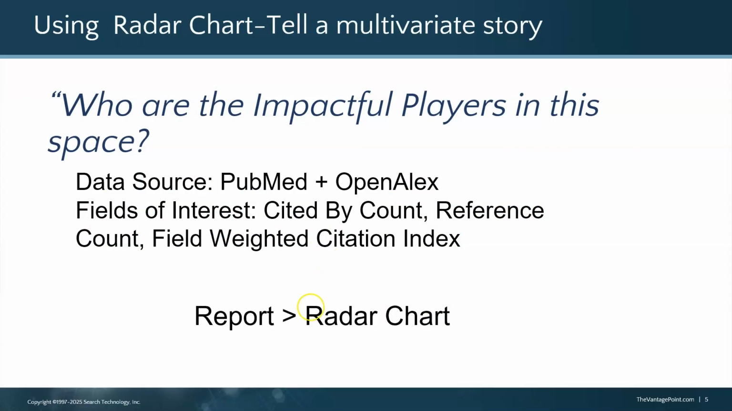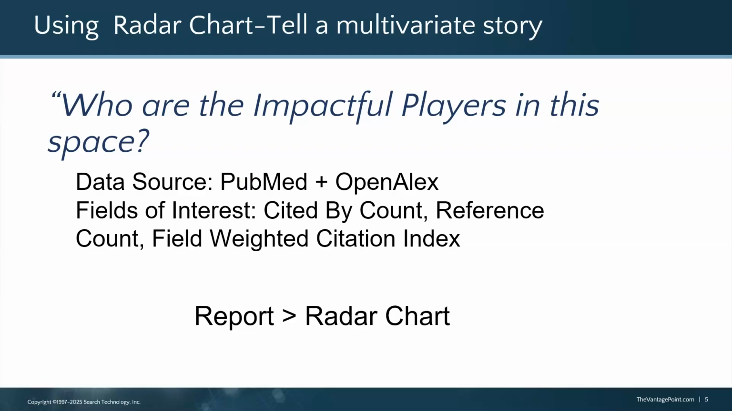Let's look at how the radar chart helps us tell a story. Suppose we want to answer the question, who are the impactful players in this space? For this example, I pulled a dataset from PubMed on smartwatches and enhanced that with OpenAlex API. Focusing here on three key fields: cited by count, how often the work is referenced by others; reference count, the breadth of sources each work draws on; and field-weighted citation index, a normalized measure of impact across disciplines.